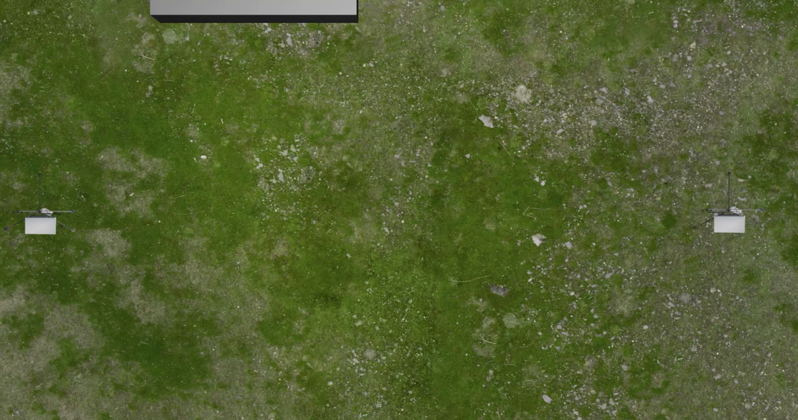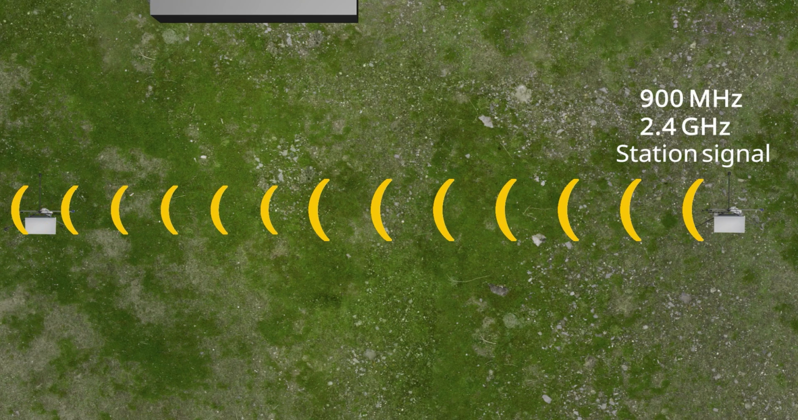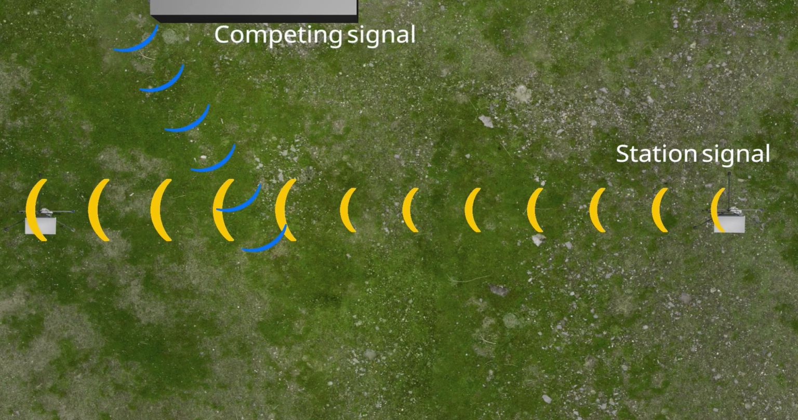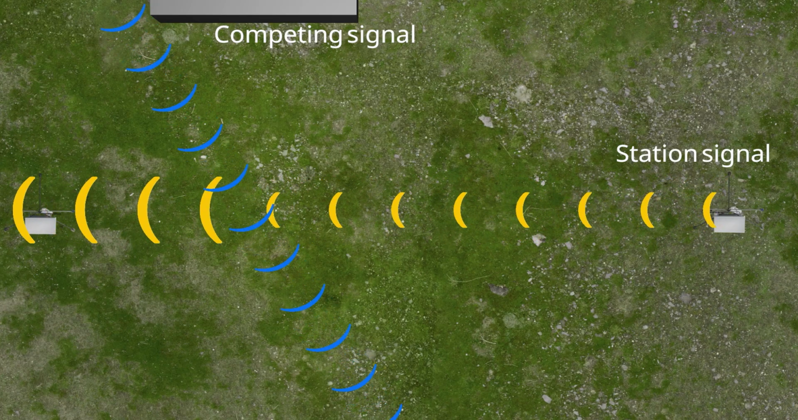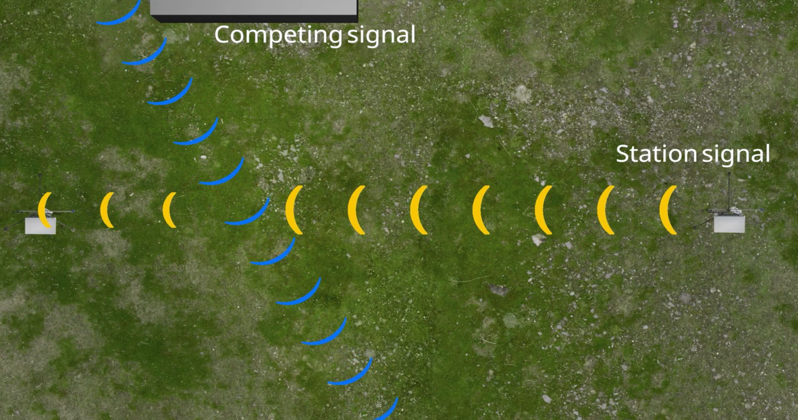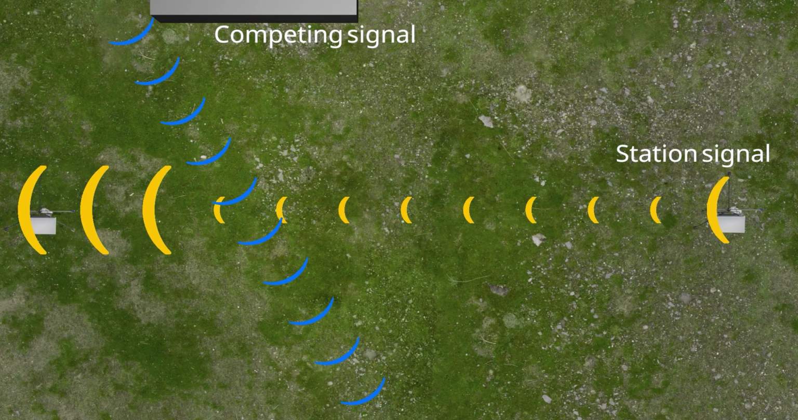Spread spectrum radios use frequency hopping or direct sequence changes across a wider span of frequencies, typically in the 900 MHz or 2.4 GHz ranges. Because of this, a competing signal can only interfere with the system signal if it's at the same frequency. Higher or lower frequencies are not affected by the errant signal and reach the base station.